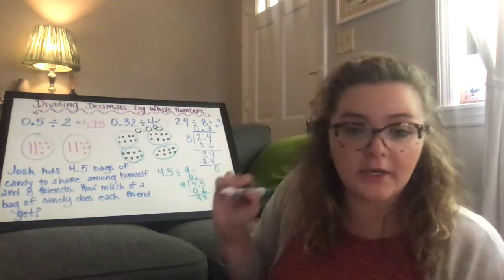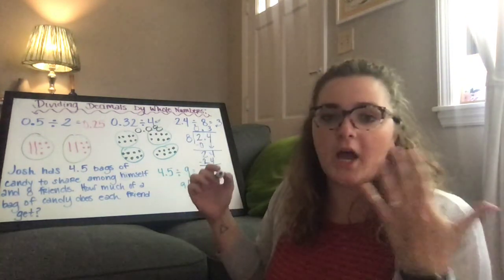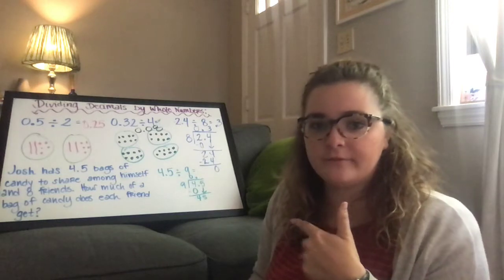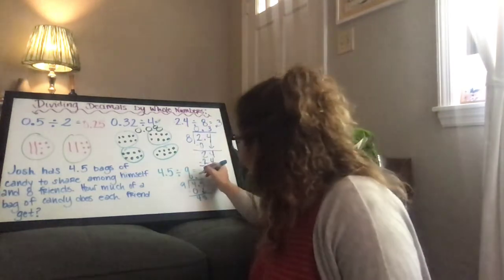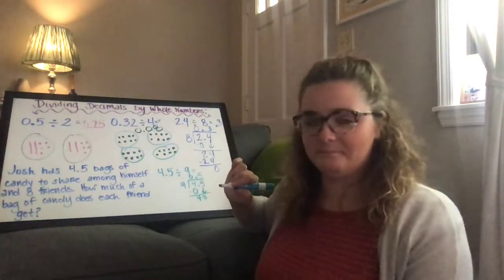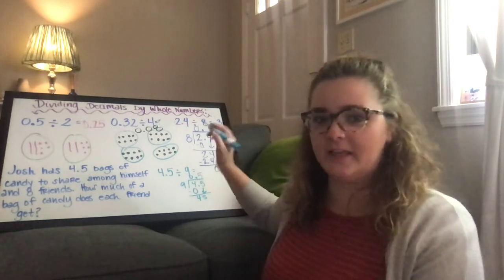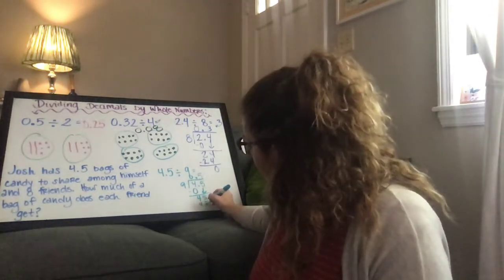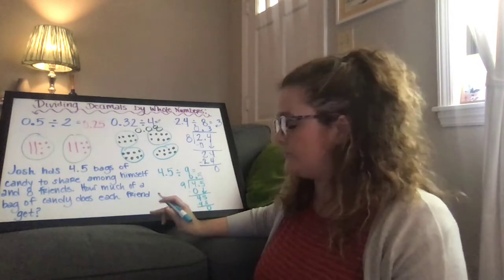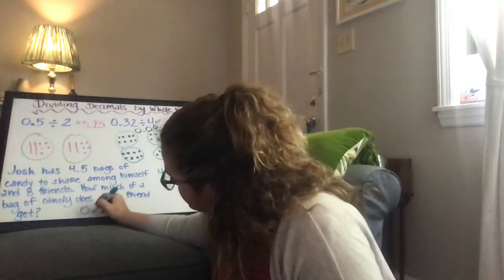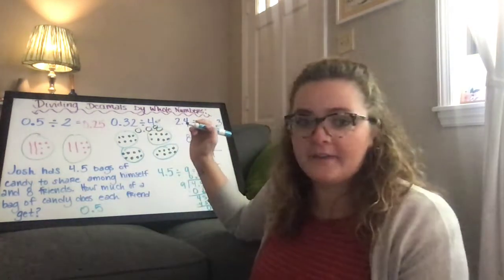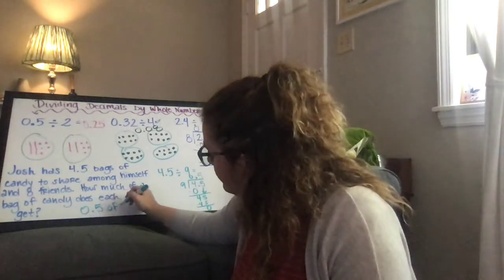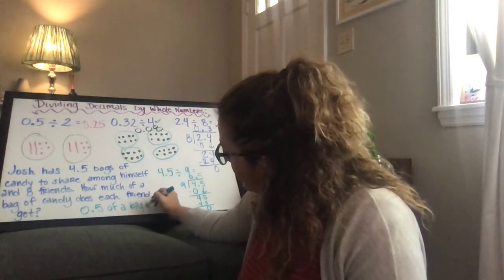How many times can 9 go into 45? Well, 9 can go into 45 5 times. Okay. 9 times 5 is 45. So I have nothing left over. And so each friend gets 5/10 of a bag of candy.